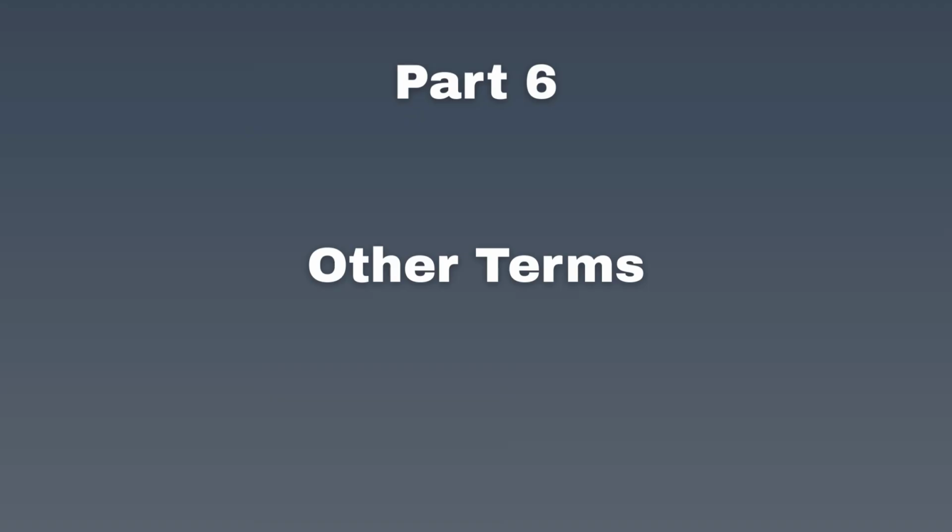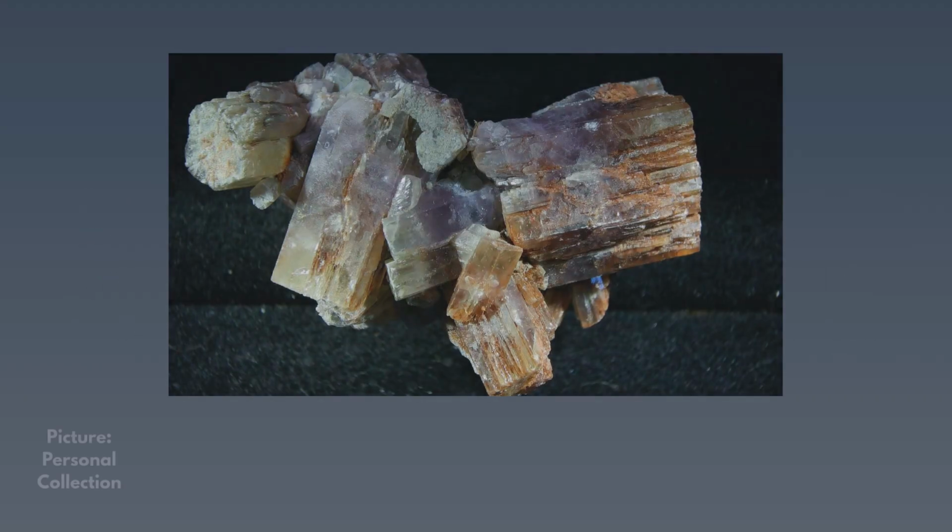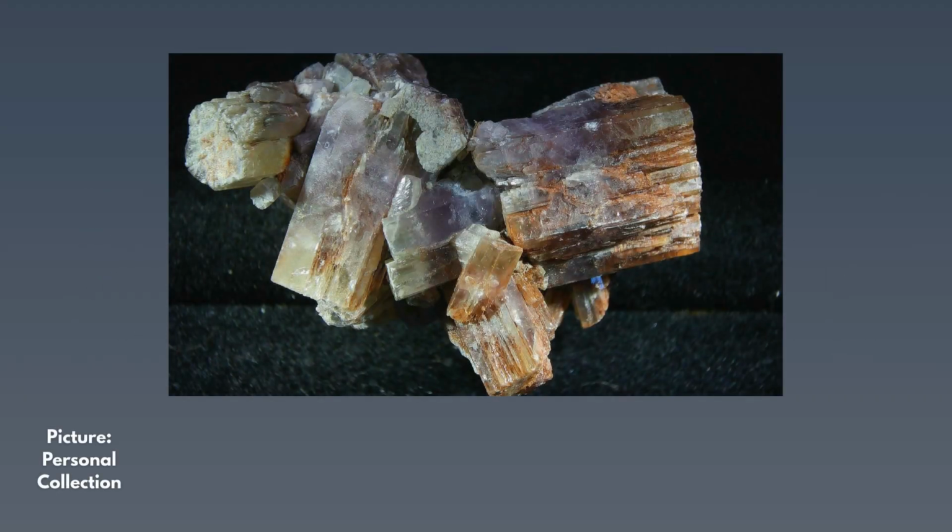Part 6. Other terms. Type locality. A mineral's type locality is where it was originally discovered. Some minerals that have been known since antiquity don't have known type localities since their initial discovery was not recorded. This is purple aragonite, which comes from aragonite's type locality, which is the Gayo River in Molina de Aragon, Spain.